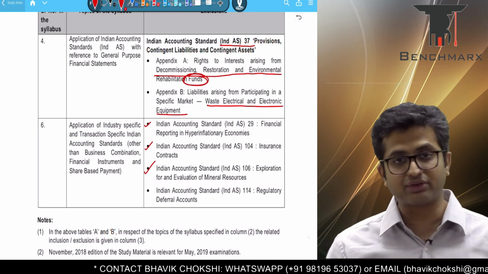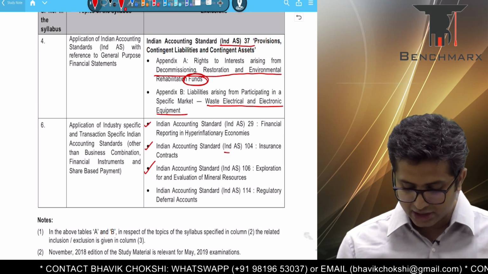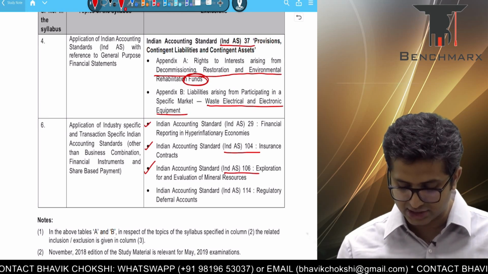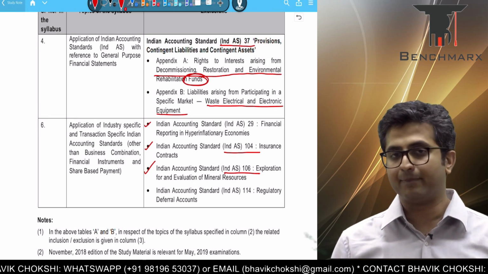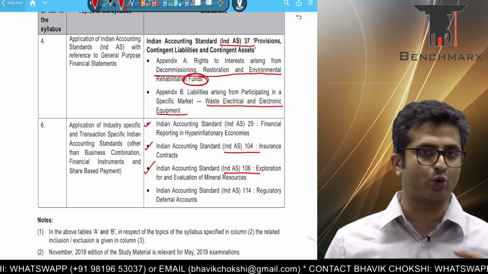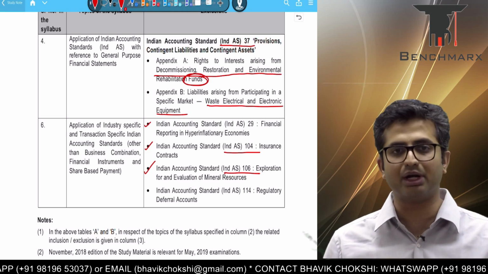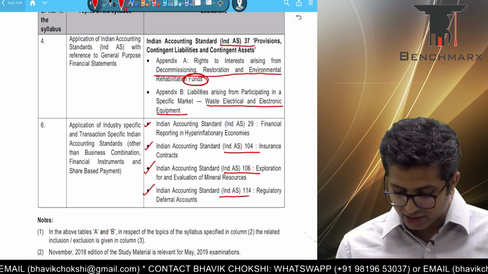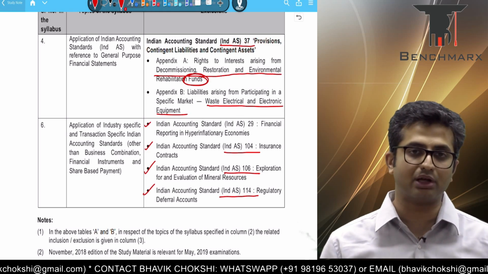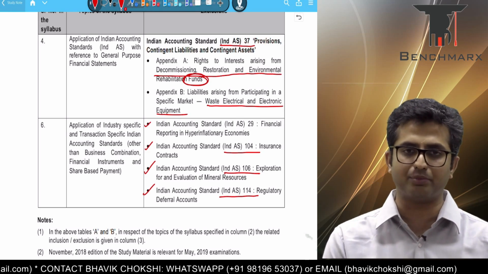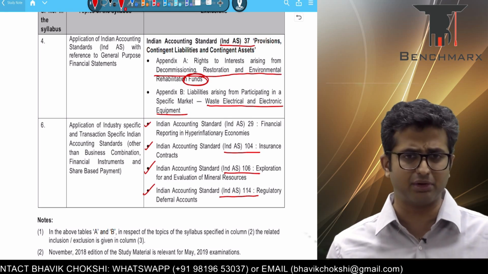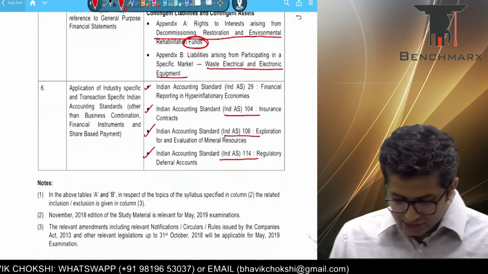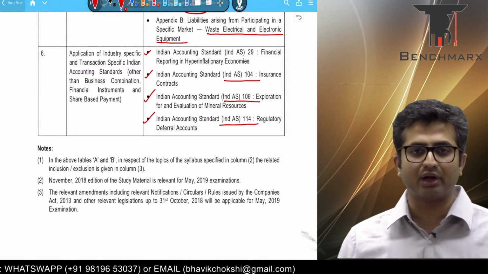These were there in the May 2018 syllabus: Ind AS 104 for insurance, Ind AS 106 for exploration and evaluation. They are clearly excluded from the syllabus. They no longer even appear in your May 2019 revised study material. And the Ind AS on regulatory deferral accounts, 114, which was again a part of May 2018, is not applicable for your syllabus. So this is in terms of your exclusions.